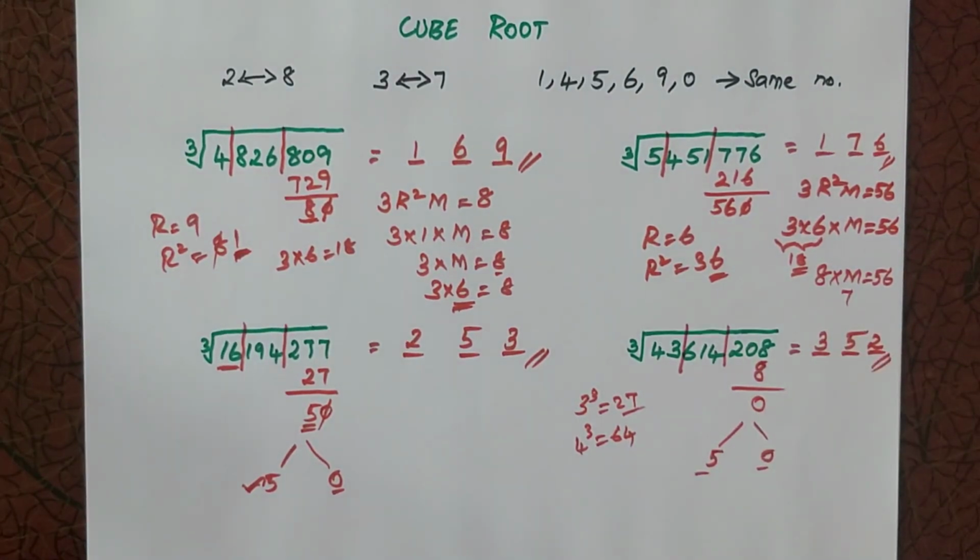So using this simple trick, we can find the cube root of any perfect cube number which has more than 6 digits.